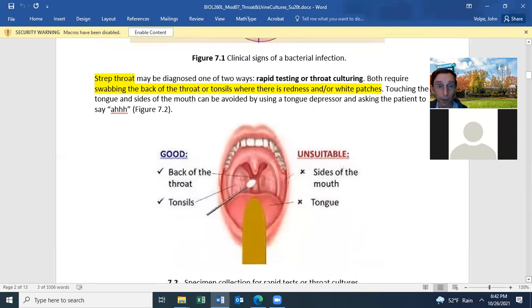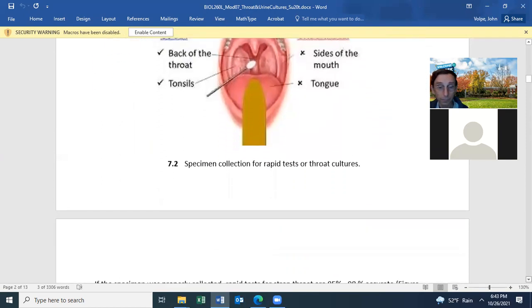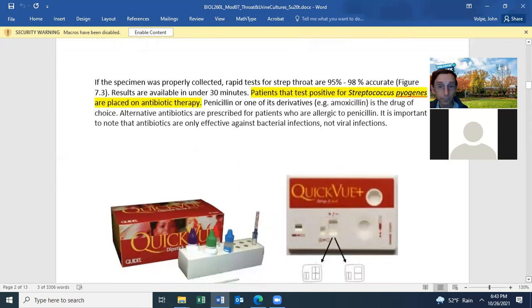For a strep throat or just even a sore throat, if the clinician wants to test, they will swab. You swab the back of the throat and the tonsils. You do not swab the side of the mouth or the tongue. So you should be swabbing where there's redness or white patches in the back of the throat or the tonsils.